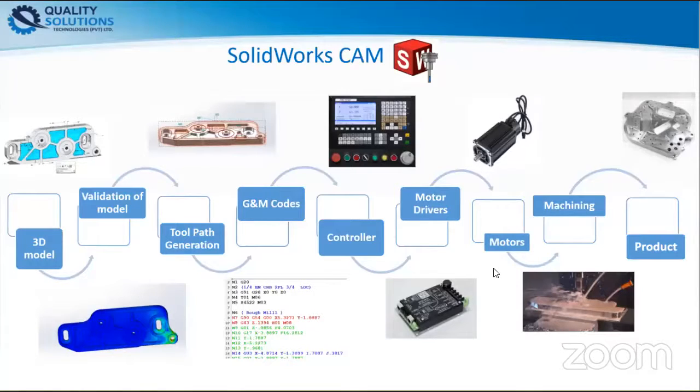So in a CNC machine, for high accuracy, mostly servo motors are used because it is a closed loop, and it gives us good accuracy as compared to a stepper motor or hybrid motor. So with the help of the motion of the motors, we can get the machining process, and then in the end we get the final product.